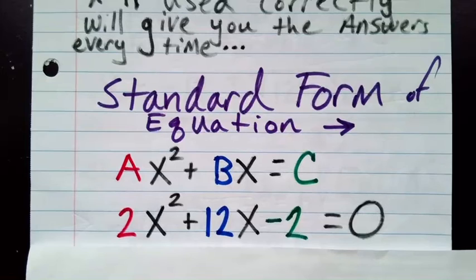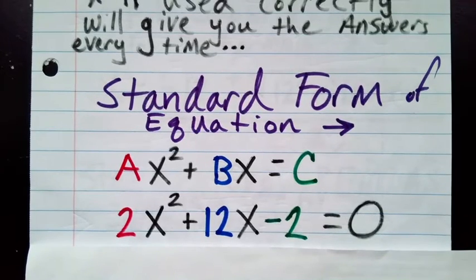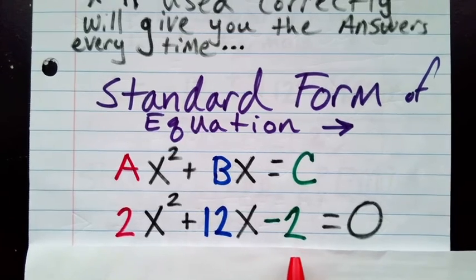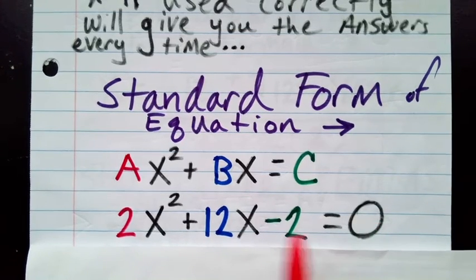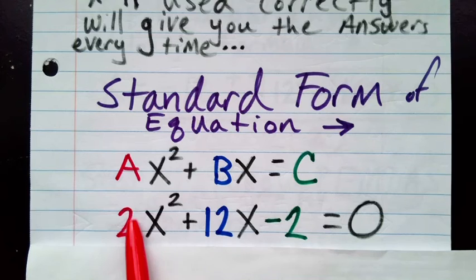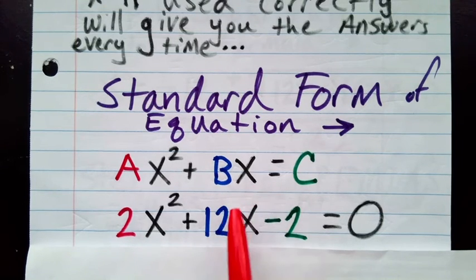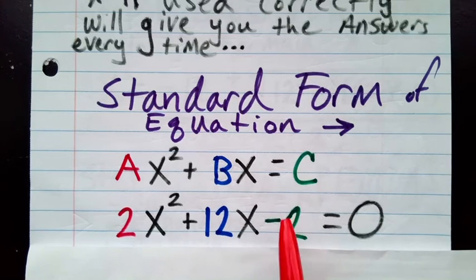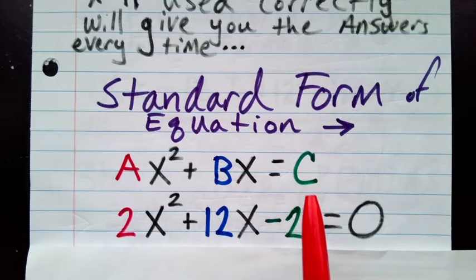So you can see that in an equation, 2x squared plus 12x minus 2 equals 0, you can see how the number in front of the x squared is your a value. The number in front of the x is going to be your b value. And of course, the constant, or number all by itself, is going to be your c value.